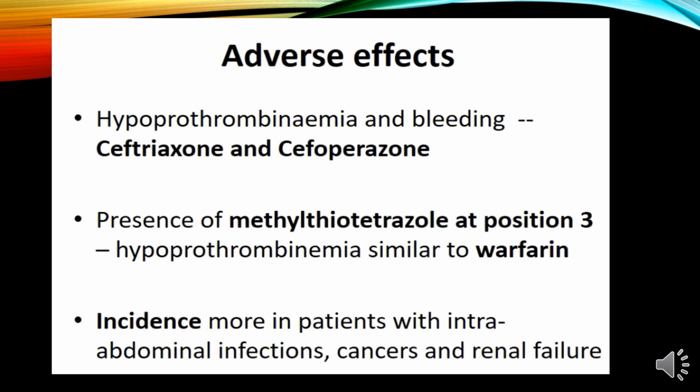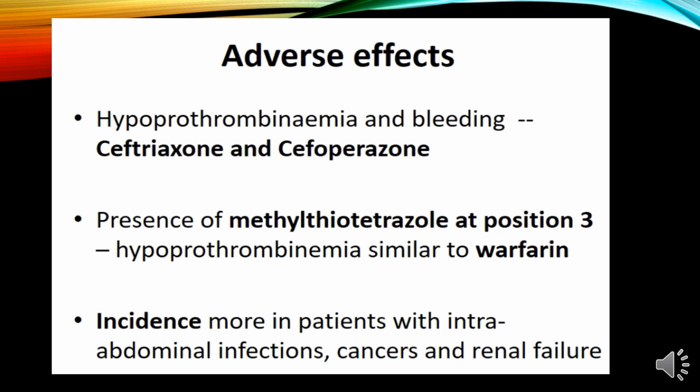The bleeding is particularly because of hypoprothrombinemia, which is seen with ceftriaxone and cefoperazone. The reason for the bleeding, which is asked in the viva question as well, is the presence of a methyl thiotetrazole group at position 3, which leads to hypoprothrombinemia similar to warfarin. It is more seen in patients who have a history of intra-abdominal infections, cancer, or renal failure.